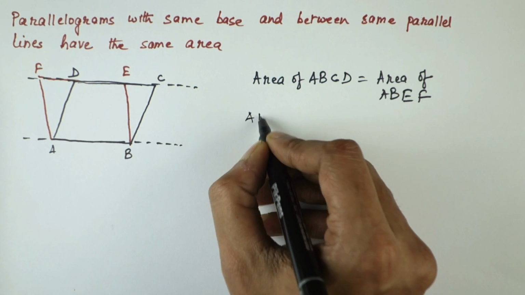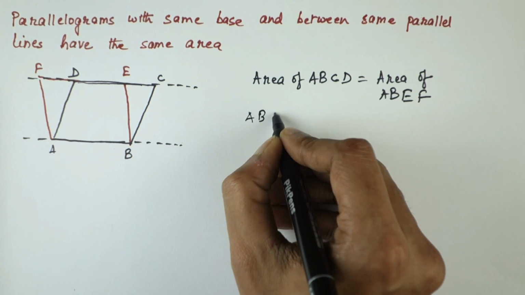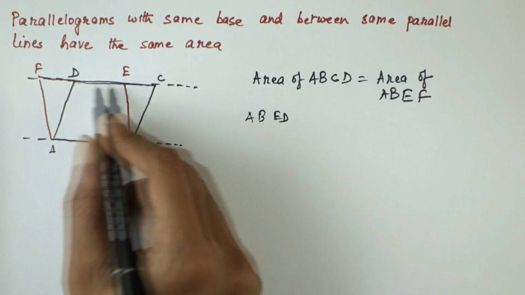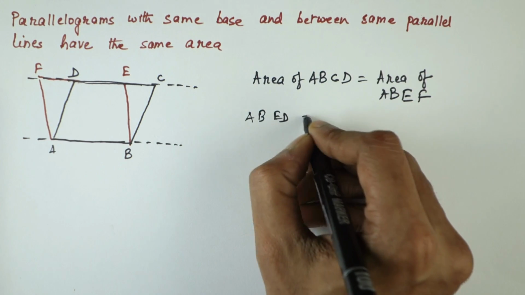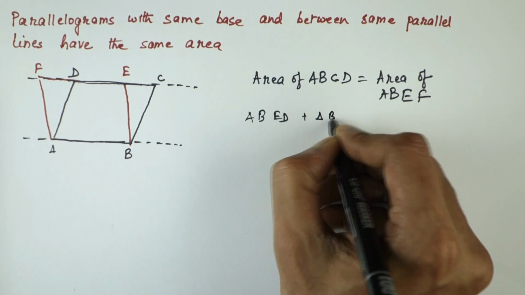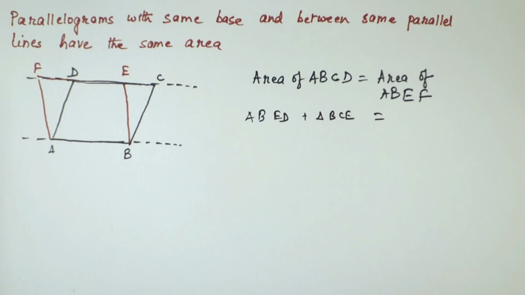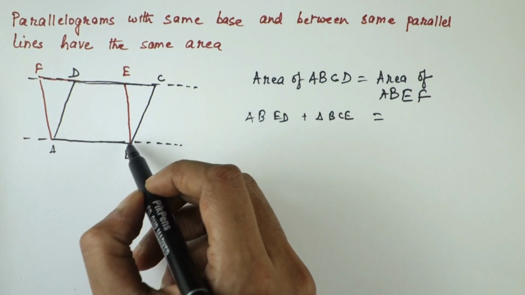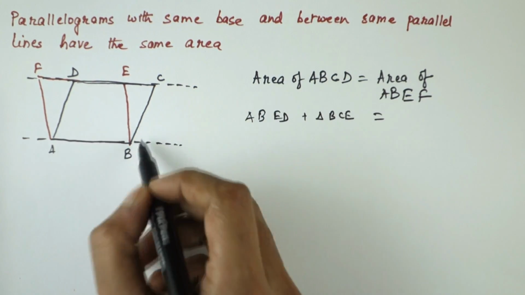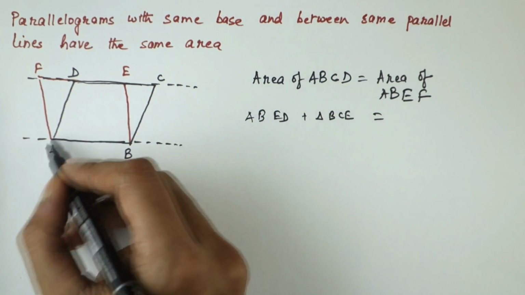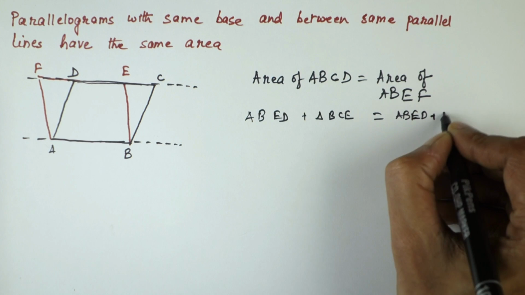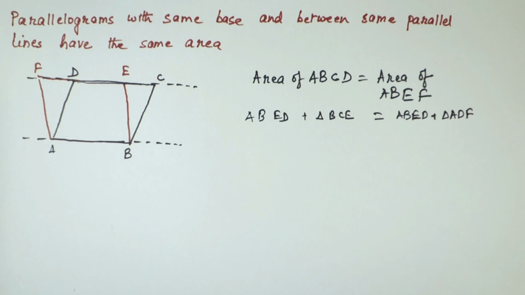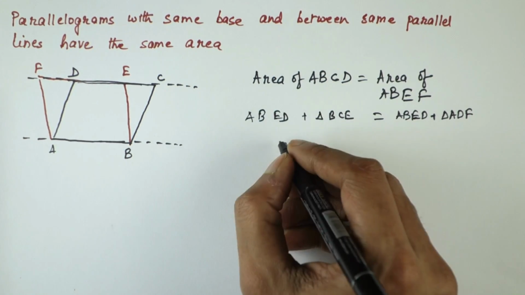the area ABCD, we can write area ABCD as the area ABED. So the area ABCD is this figure, this trapezoidal figure plus this triangle. So ABED plus the triangle BCE, and the area ABEF, the other parallelogram, is equal to the same trapezoid plus the triangle ADF. So ABED plus triangle ADF.